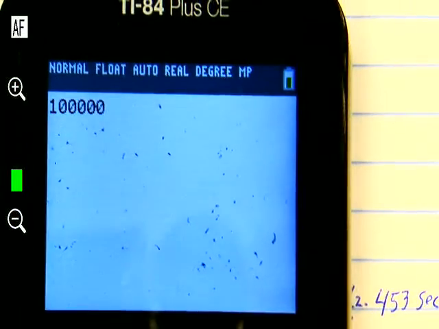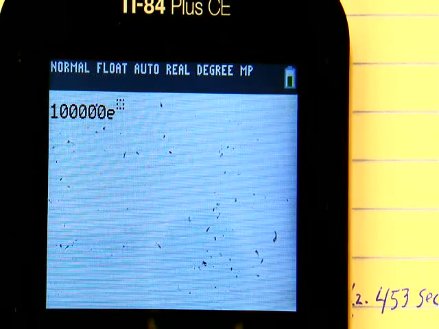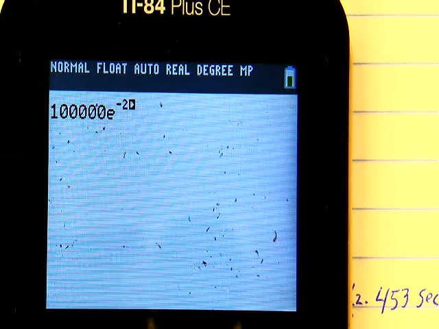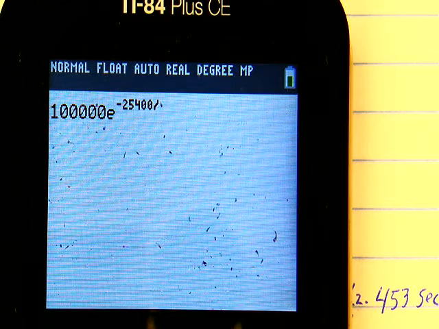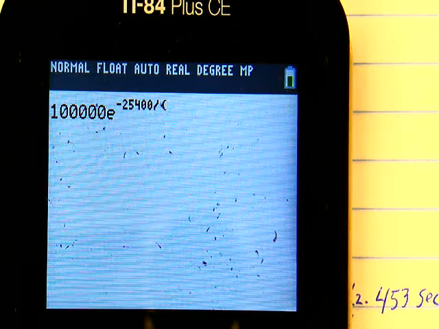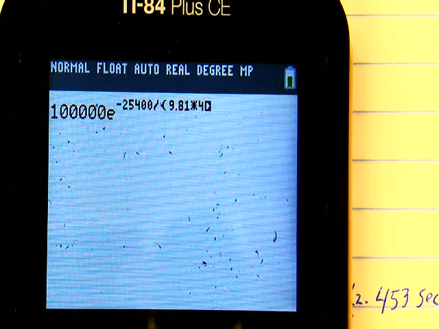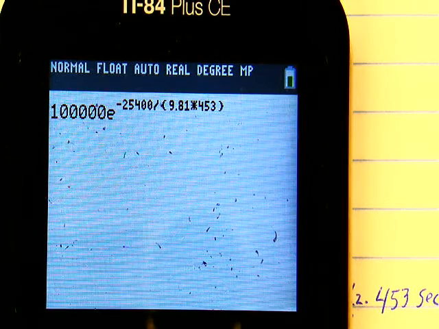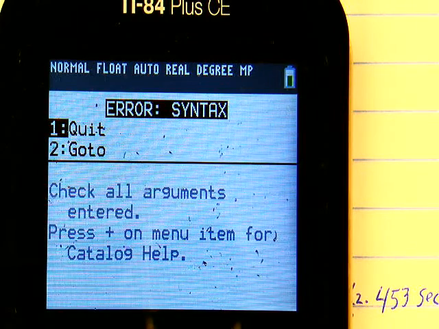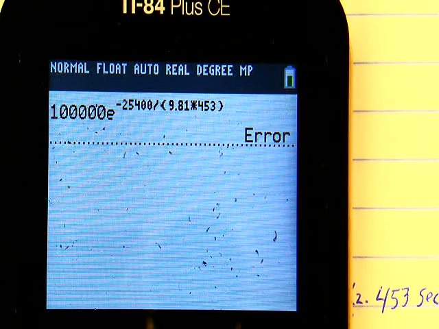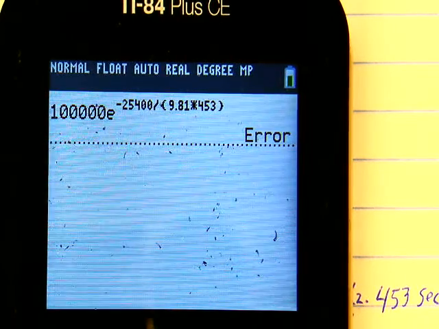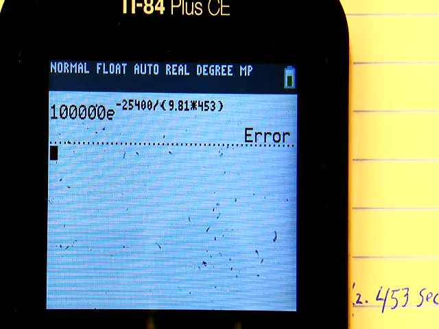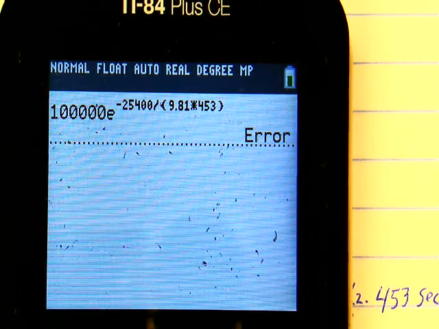100,000 times e raised to the negative 25,400 divided by, and just to make it clear, I'm going to have open parentheses, 9.81 times 453, close parentheses, get out of the exponent, enter. And it says quit. What have I done? I don't know what I did wrong. It looks fine to me. Drats.